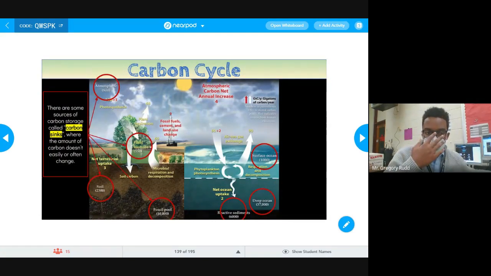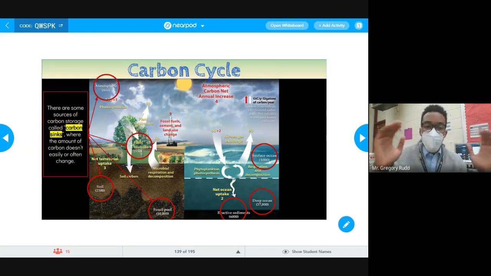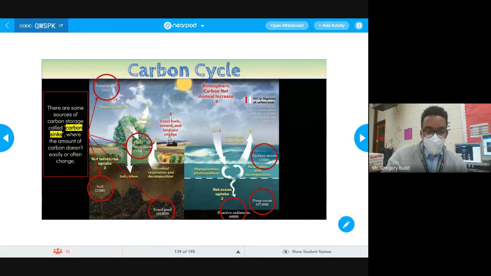Okay, so back to this image. The cool thing about this image, we can see in several places there are numbers in parentheses. The numbers represent, as it says at the top right, the gigatons of carbon per year. So 1 gigaton is 200,000 pounds. So we can see we're exchanging a lot of carbon in our environments.